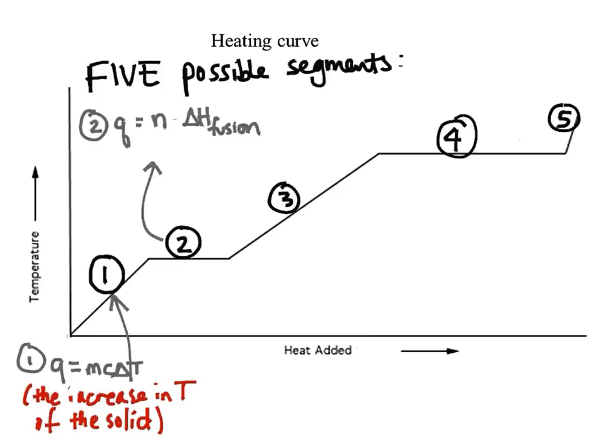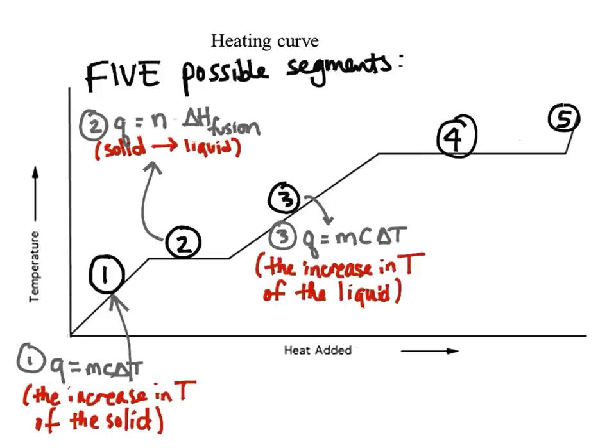The second segment, you would use the moles of substance times the heat of fusion, and that would be the heat required to convert the solid to the liquid. The third segment is again Q equals mc delta T. The mass is the same, but the specific heat of the liquid will be different than the specific heat of the solid.